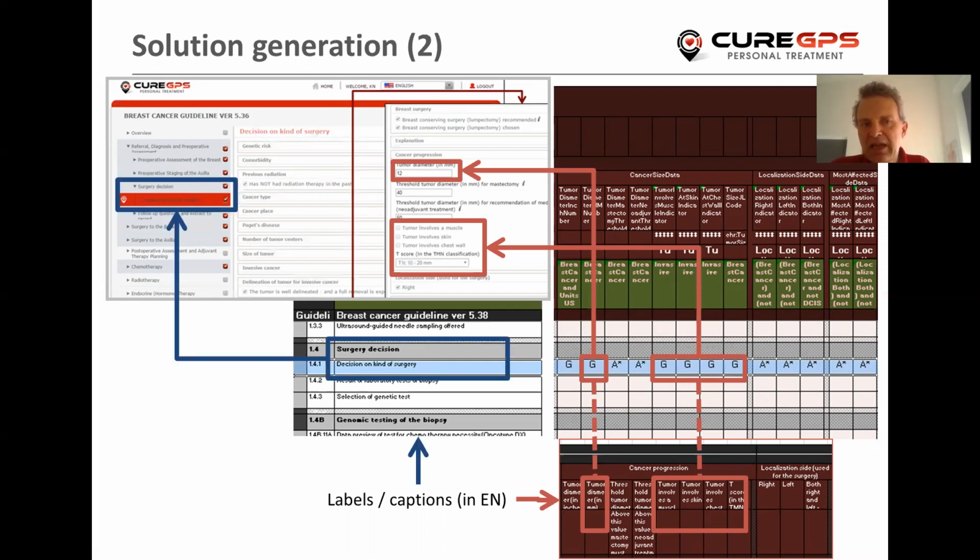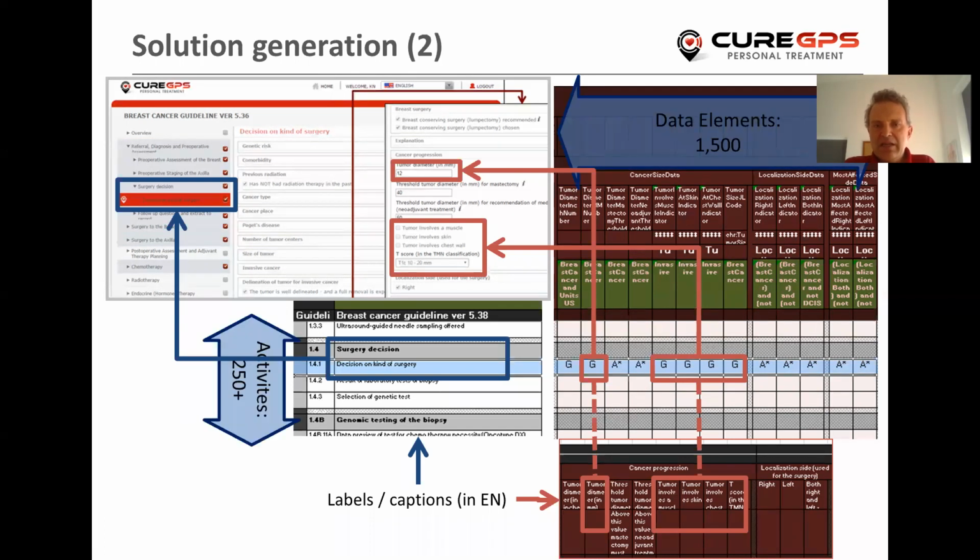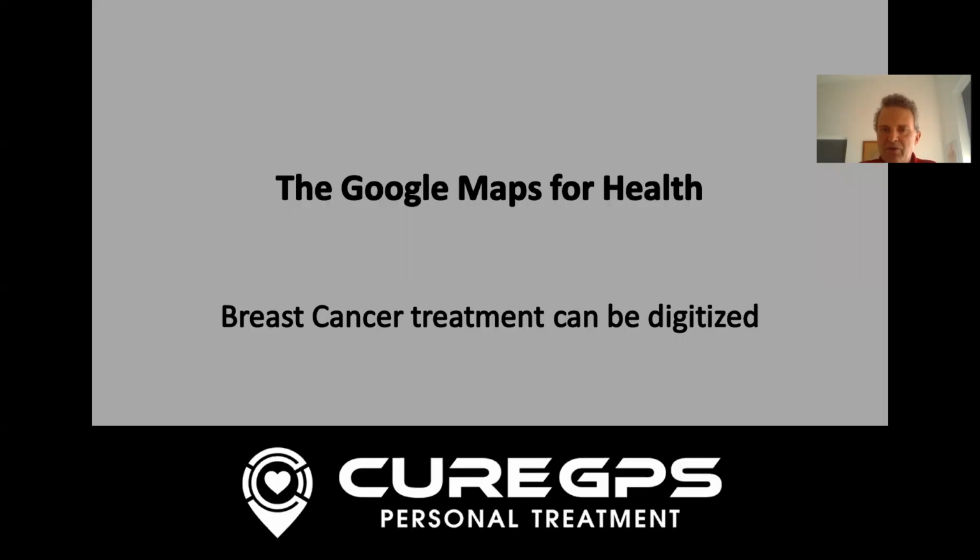And of course, the activities are generated from the activity part of the process matrix, and you see the labels in English here. So this is an example of how the process matrix with more than 250 activities and, in this case, 1500 data elements, 300 decision variables, generates the solution and makes sure that the rules in the matrix are also the rules of the solution.